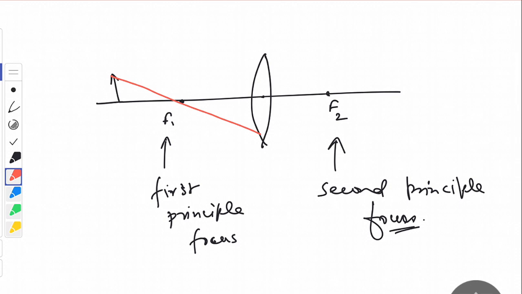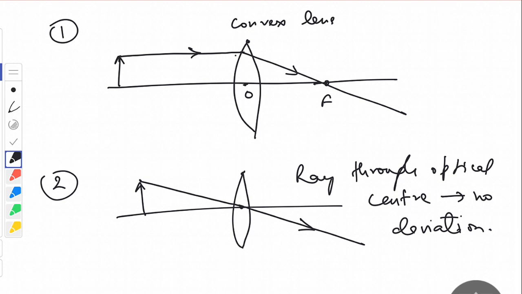After refraction, what will happen? This ray will become parallel to the principal axis. This is the third behavior. Okay, so there are these three types of rays that we'll be using for our ray tracing. One is a ray parallel to the principal axis will go through the focus. A ray through the optical center will go without any deviation.